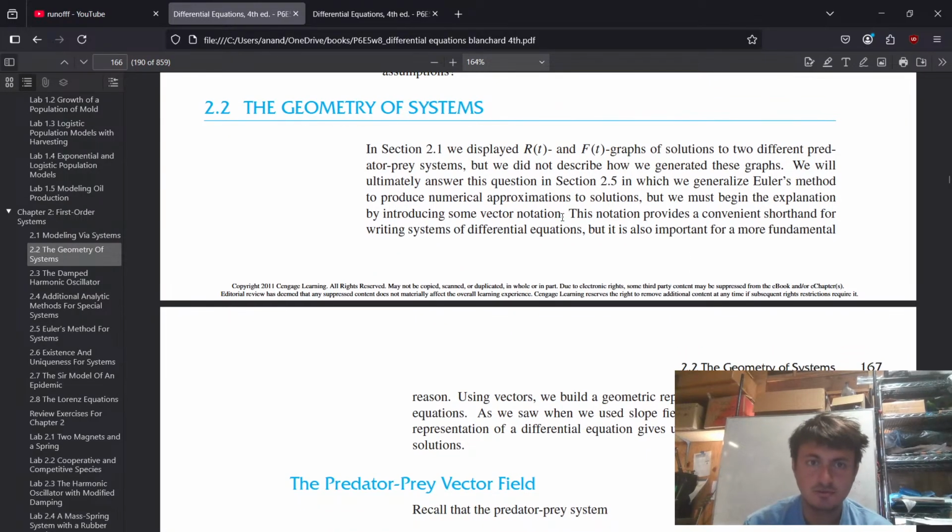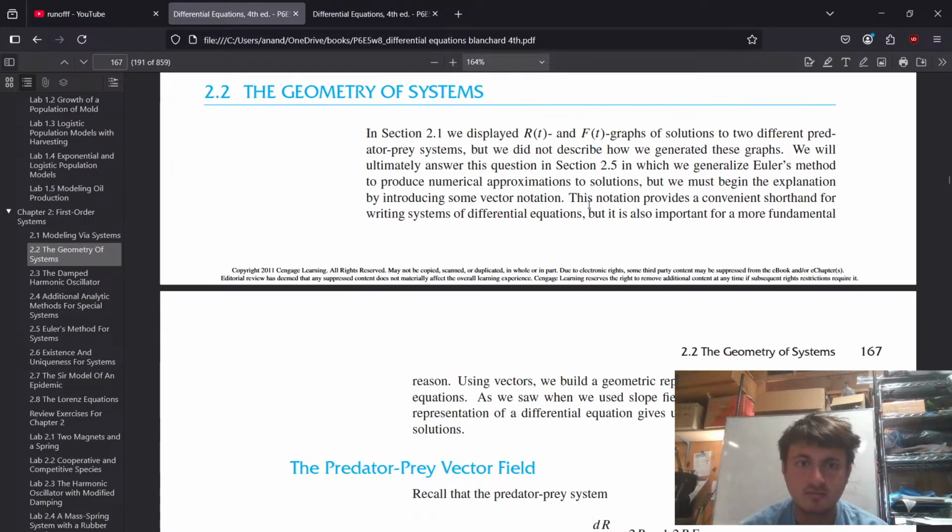So 2.2 is about the geometry of systems. In 2.1, we displayed R and F graphs of solutions to two different predator-prey systems, but we did not describe how we generated these graphs. We will ultimately answer this question in 2.5, in which we generalize Euler's method to produce numerical approximations to solutions.